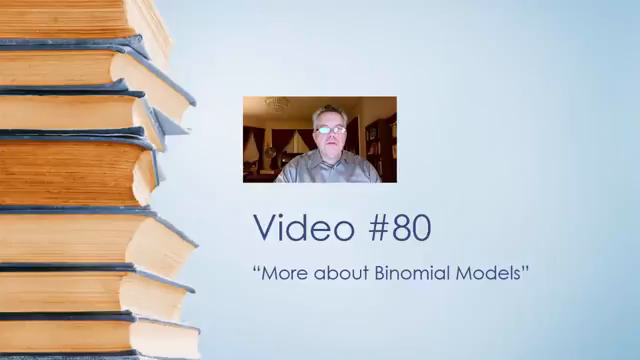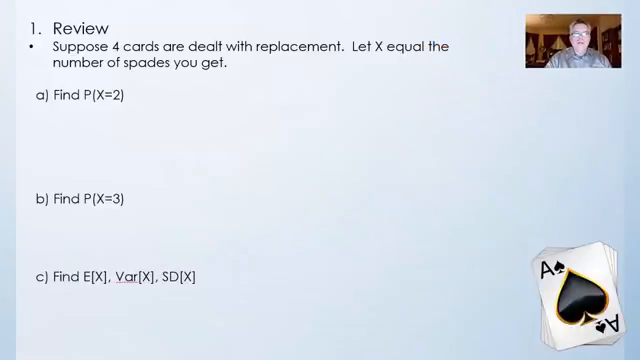Okay, so here's our first example. Suppose you're dealt 4 cards with replacement, and let x equal the number of spades you get. So x could actually only have 5 values: 0, 1, 2, 3, or 4. Now, 4 cards are dealt. This is the number of trials. Usually n represents the number of trials, so n equals 4.